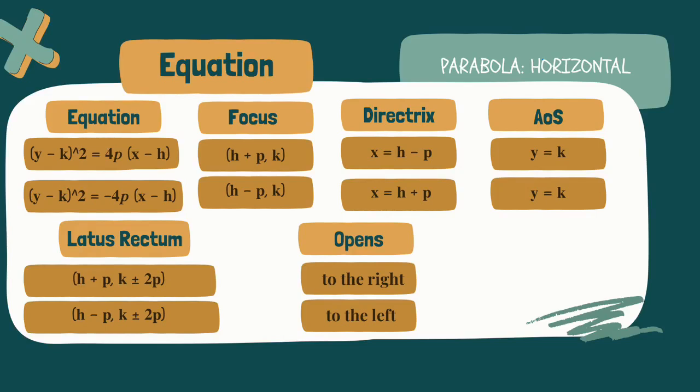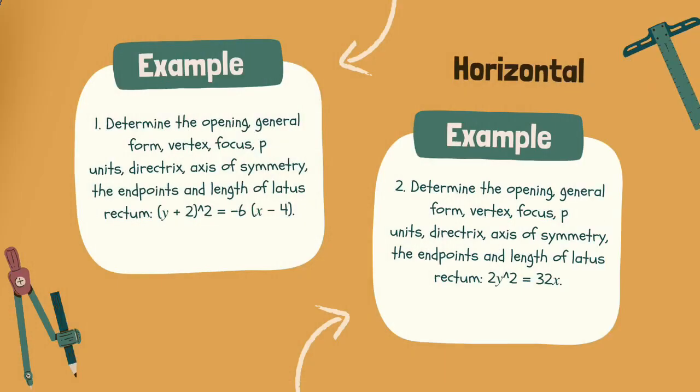Sa axis of symmetry, same lang sila. Walang nabago. Y equals K. Pareho sila sa to the right and to the left. Sa latus rectum, ang nabago lang ay yung symbol. Sa to the right, positive yung ginamit sa H plus P. And sa to the left, naging minus. So, nag-subtract na sila. So, here are the examples or questions that we need to answer.